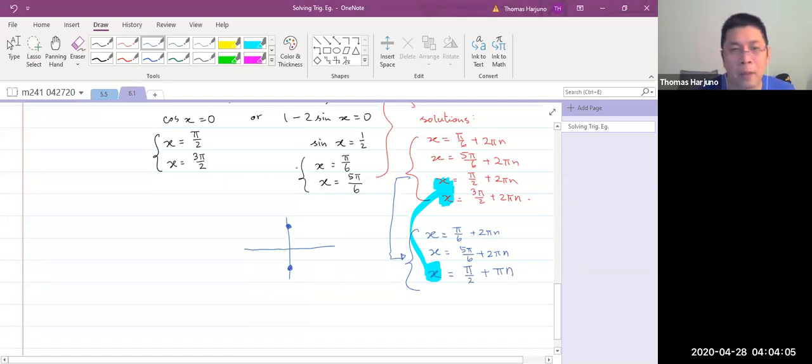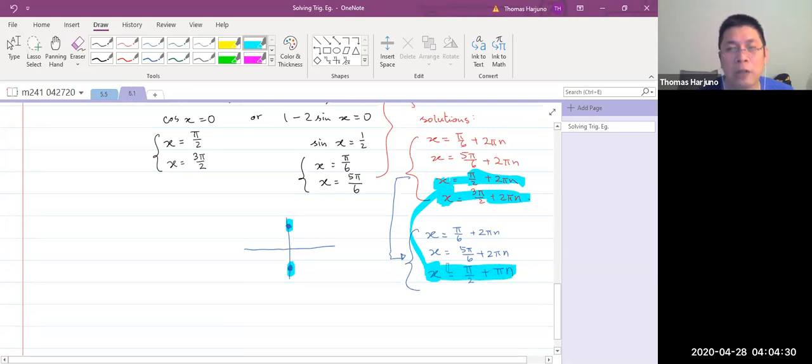Why? Pi over 2 plus pi is here. Plus pi gives me this. Plus pi gives me this. Plus pi gives me that. So these two solutions are condensed together into this.